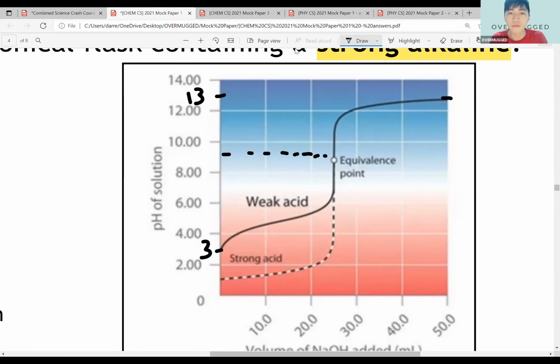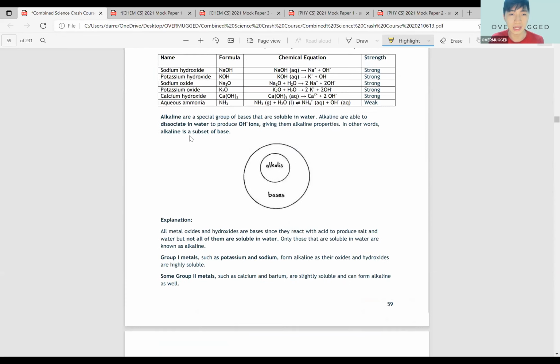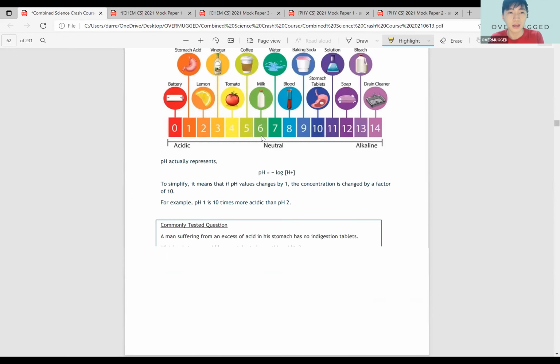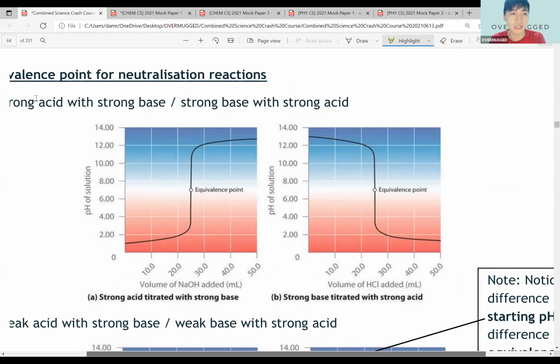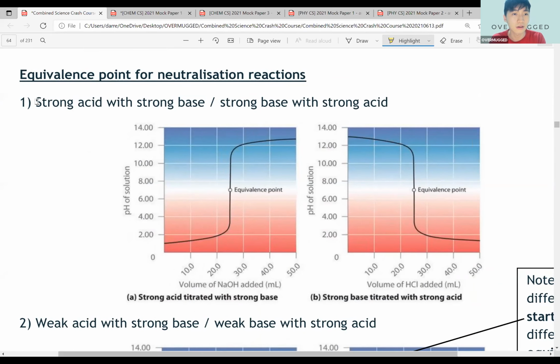The midpoint of a neutralization between a weak acid and a strong alkaline is around pH 9, which means when I do a reaction between a weak acid and a strong alkaline, the point at which it changes color is around pH 9. I know we are very used to the idea that neutral means pH 7. Yes, that is true if we are talking about a strong acid and a strong alkaline. This is in the curated notes. If you use a strong acid with a strong base here, where does it neutralize? It neutralizes around pH 7.